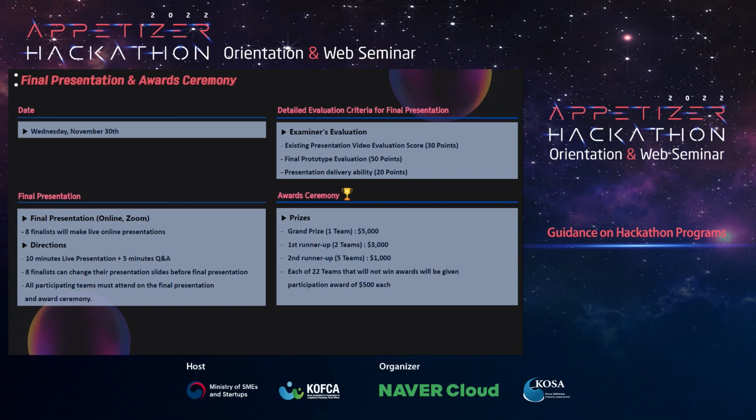Among the 8 finalists, 1 team for the grand prize, 2 teams for first runner-up, and 5 teams for second runner-up will be decided. A grand prize of about $5,000 will be awarded to the champion of the hackathon program. A prize of about $3,000 will be awarded to the 2 first runner-ups. And next, a prize of about $1,000 will be awarded to the 5 second runner-ups.